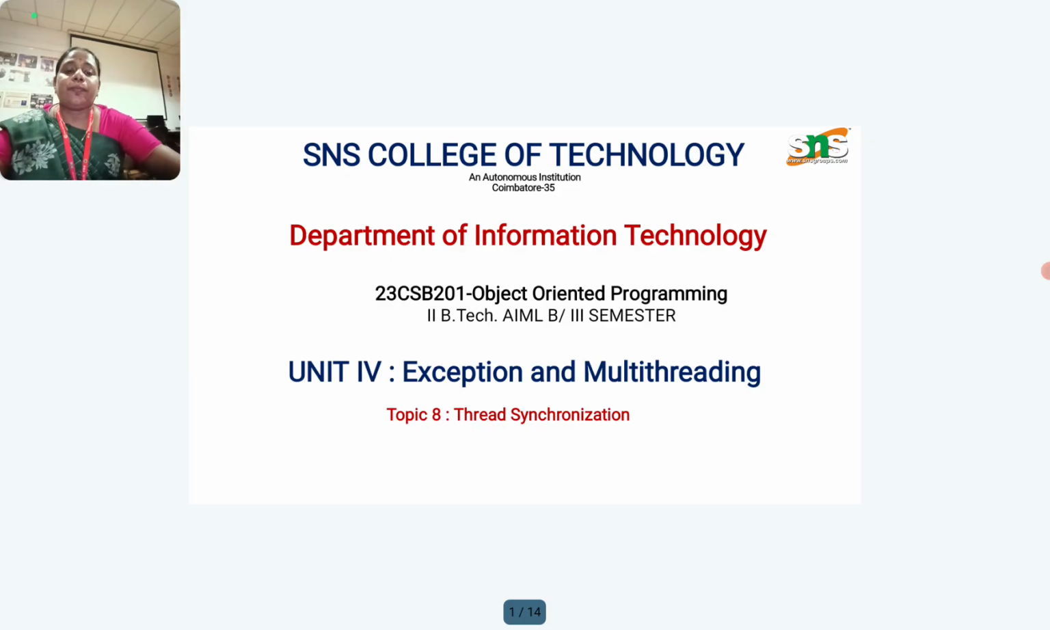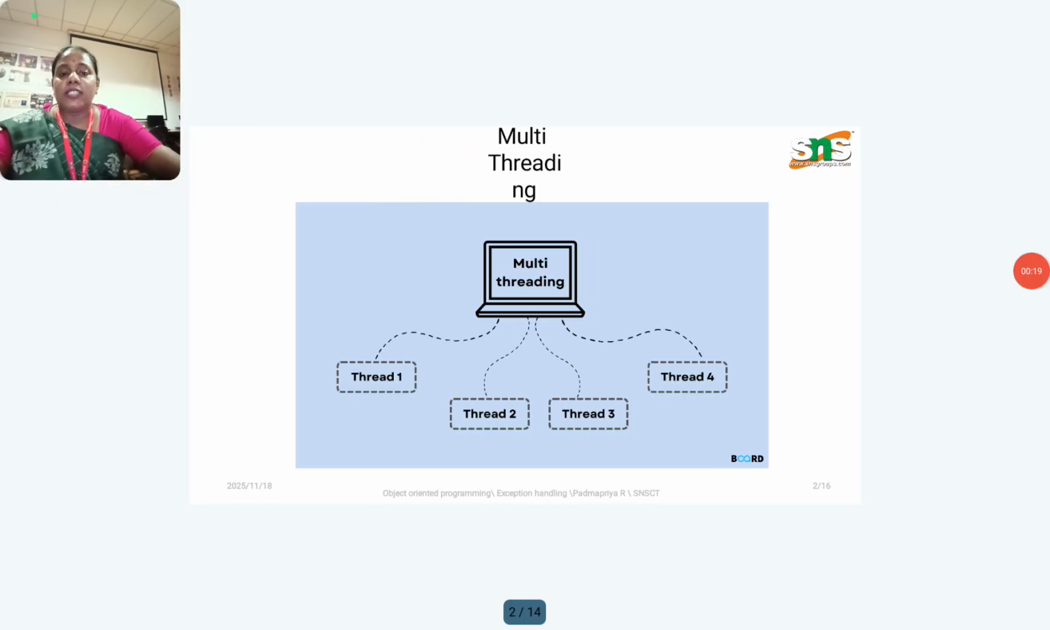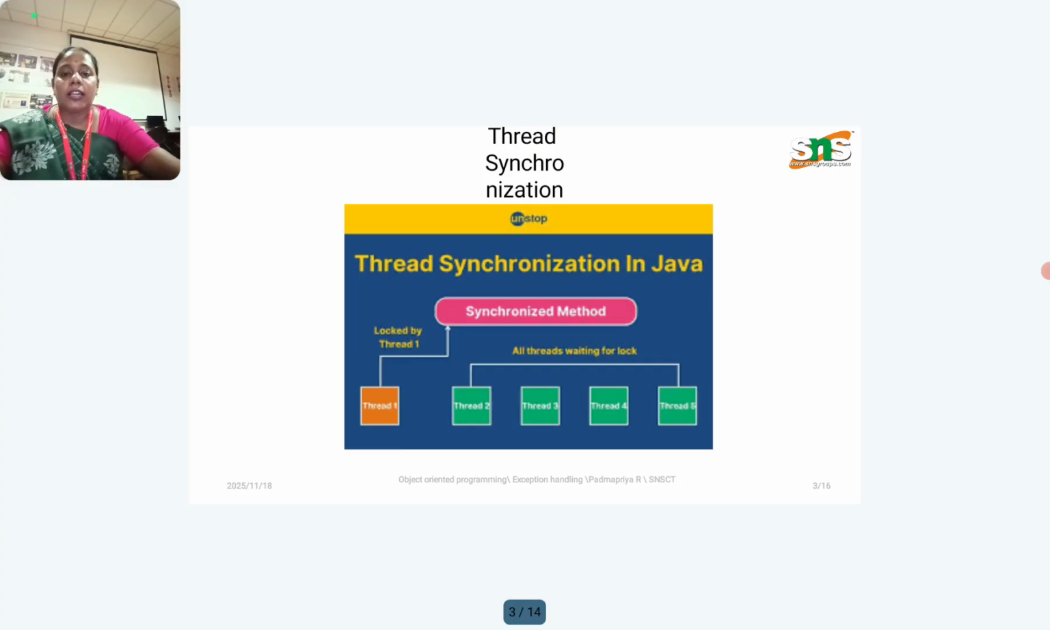And what does multi-threading mean? Multiple threads can access the same resource simultaneously. That is multi-threading. And what does thread synchronization mean? The synchronized method locks the particular thread which is allocated a particular resource, so that the resource cannot be accessed by any other thread. That is the synchronization method.